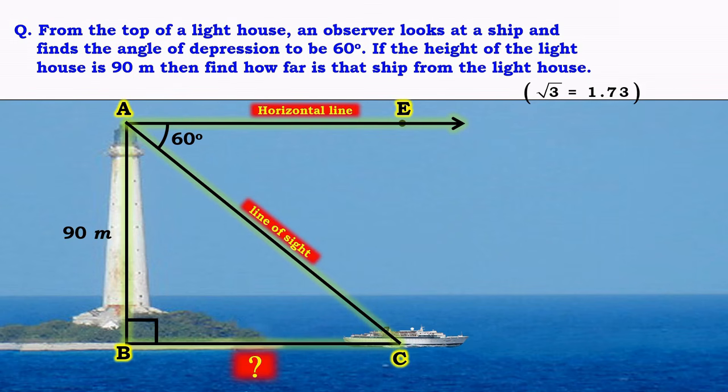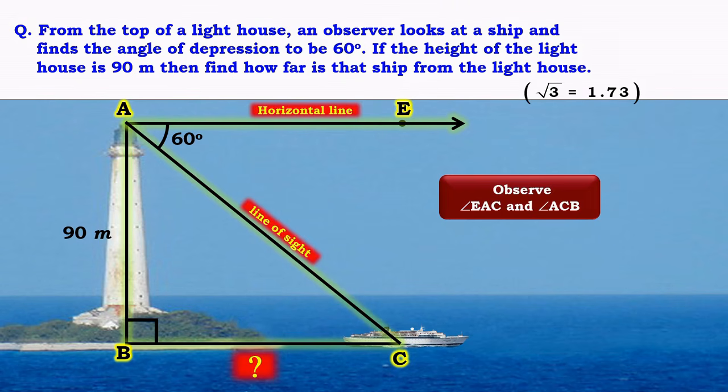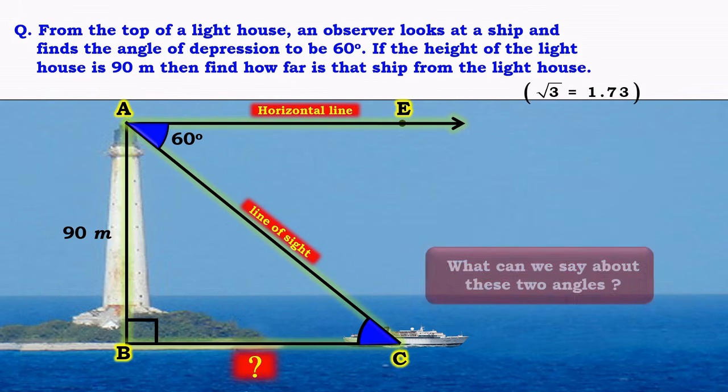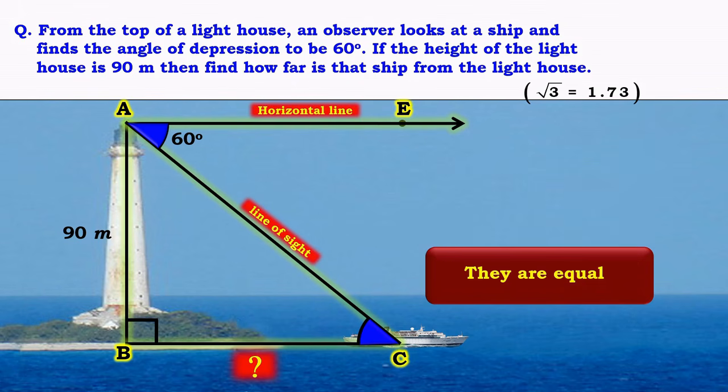Also, AB is perpendicular to BC, so triangle ABC is a right-angled triangle. Since AE is parallel to BC, the angle of depression at A and the angle at C are alternate interior angles. Therefore, the angle at C is also 60 degrees. The question also gives the value of root 3 as 1.73. In the next step, we will use this figure and the given information to calculate the distance of the ship from the lighthouse.